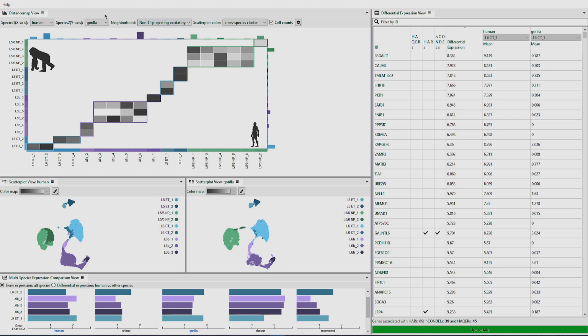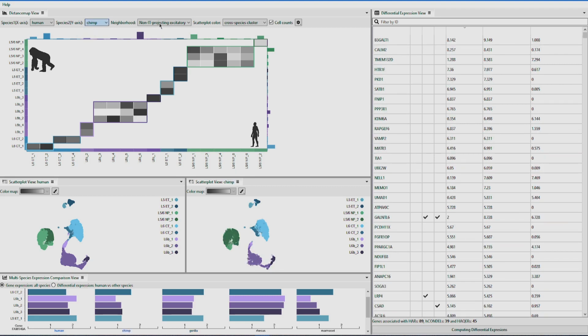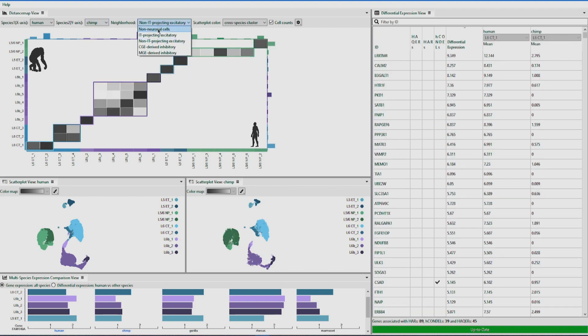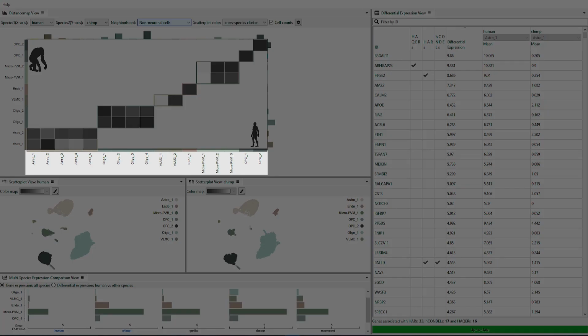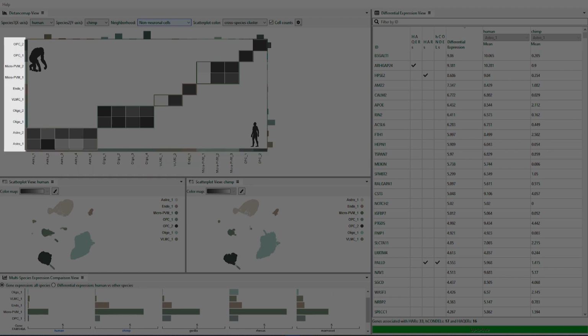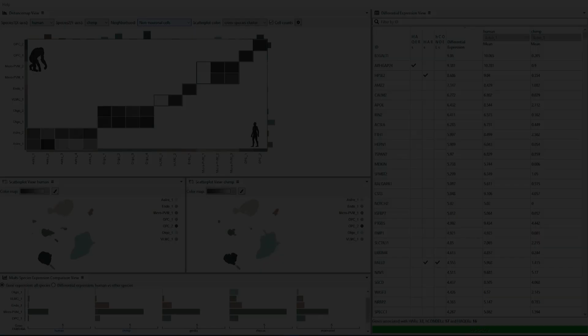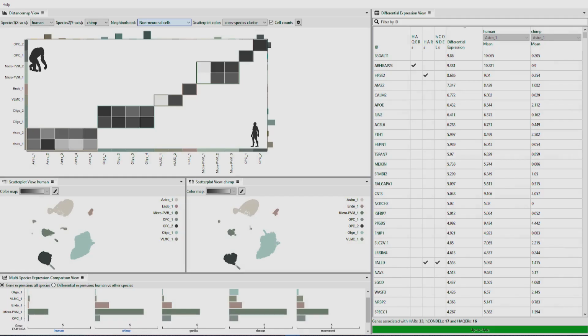We now want to make comparisons between human and chimp in the neighborhood non-neuronal cells. The x-axis of the heat map represents the in-species clusters of human and the y-axis represents the in-species clusters of chimp. Each of the small blocks represents the distance between the in-species clusters. Several small blocks are further grouped into cross-species cluster blocks.